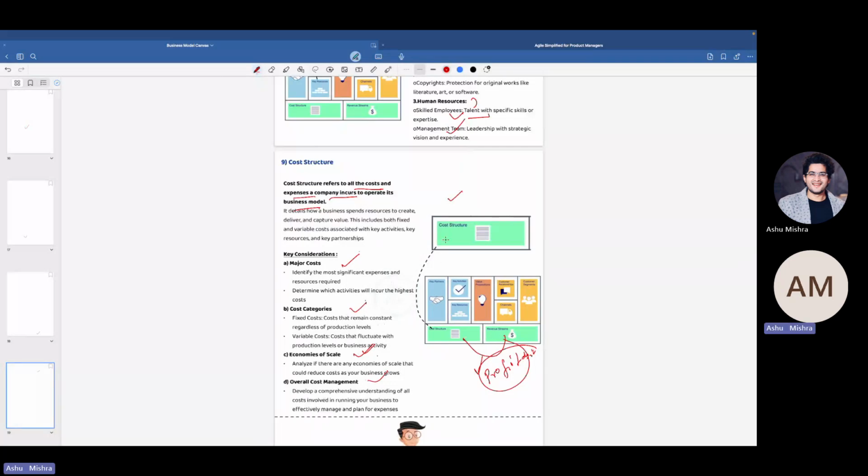So guys, we talked about business models, right? We talked about frameworks. Then we talked about the business model canvas. We talked about why there is a need. And last but not the least, we talked about the 9 elements of the business model canvas, guys.